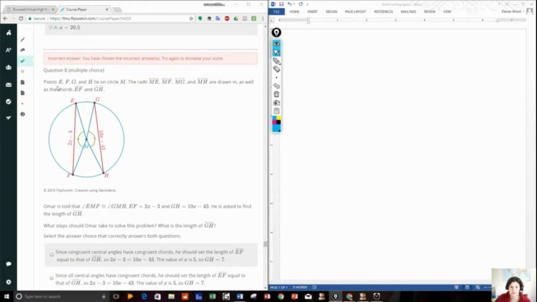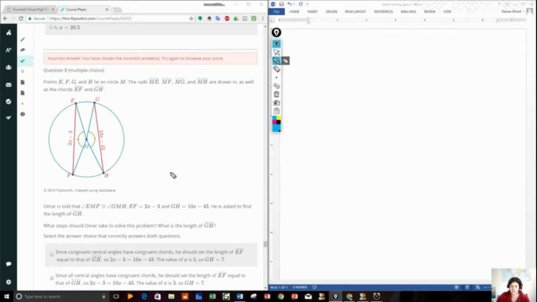All right, so question 8. Points E, F, G, and H lie on circle M. The radii ME, MF, MG, and MH are drawn in, as well as the chords EF and GH. Okay. Omar is told that angle EMF is congruent to angle GMH, and that the chord EF is equal to 2x minus 3, and the chord GH is equal to 10x minus 43. He is asked to find the length of GH. What steps should Omar take to solve this problem? What is the length of GH?